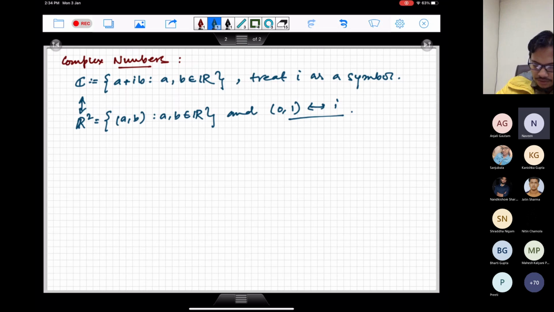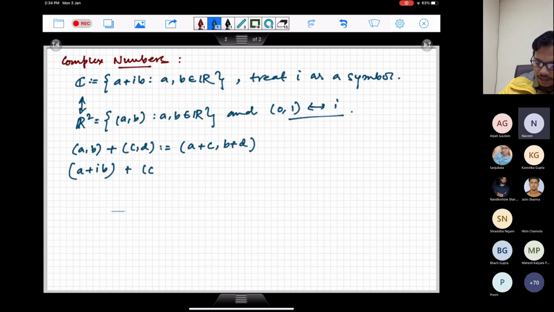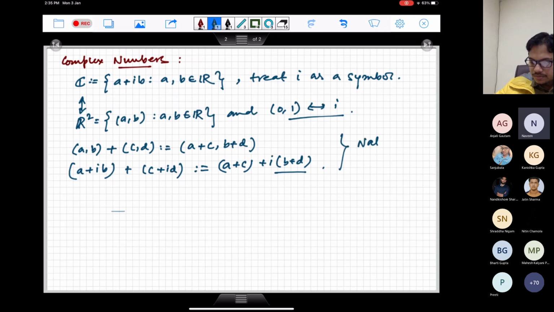If I take an ordered pair (a, b) plus (c, d), another ordered pair, it is very natural to define this as (a plus c, b plus d). Or for example, if I have a plus ib and I add another element c plus id, we can naturally call it (a plus c) plus i times (b plus d). It's very natural. This is a natural addition on C.